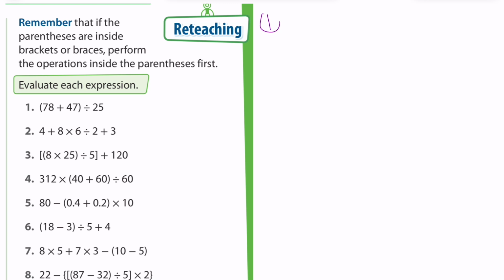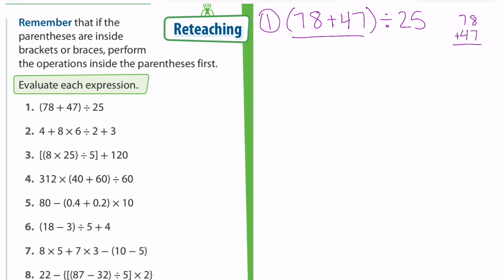Okay, number one, we have parentheses 78 plus 47, divided by 25. So we have to do parentheses first. 78 plus 47. So I'm going to write it over to the side so that I can do it going up and down. And you get 125. Rewrite the problem. And 125 divided by 25. You can count by 25 just like you do quarters. And the answer is 5.